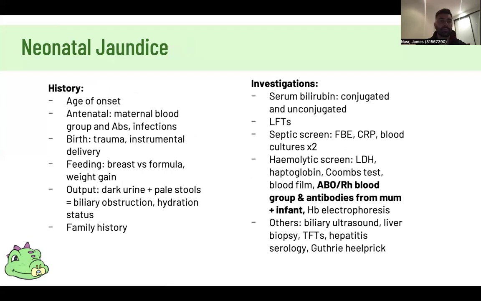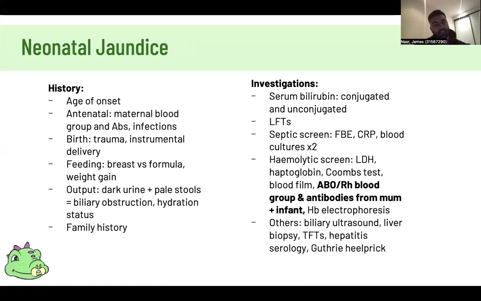In terms of the workup for these babies, the history, the main questions to ask would be the age of onset, so the timing essentially, which we've already talked about, but then taking a good antenatal history. So trying to understand the maternal blood group and antibodies and asking for any antenatal infections as well. From a birth aspect, any trauma or instrumental delivery during the birth is important to ask for, just because there could be some scalp bleeds. And then asking about feeding as well. So are they breastfed or are they formula fed? And how has their weight gain been?